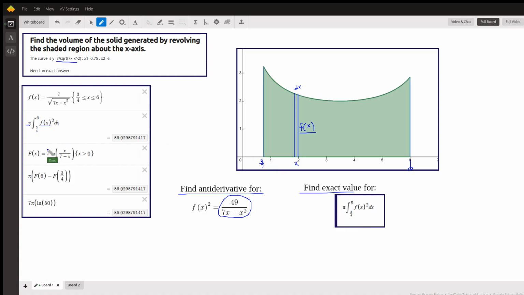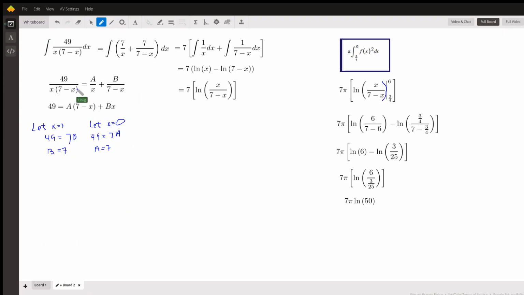Okay, it looks like this is the antiderivative. And of course, x is greater than 0 because we're going from 3/4 to 6. These are approximate values, 86.03. This is the answer we're looking for right here, an exact value for the volume. So we'll go to board 2 and say, how do we find an antiderivative for this guy?